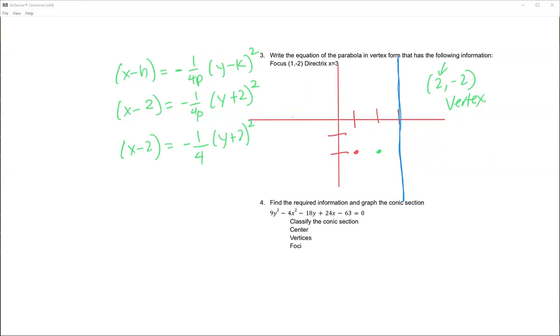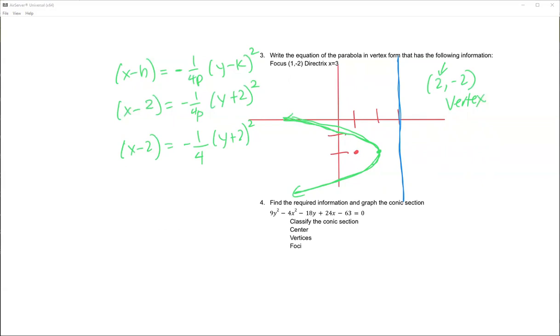And just graph the parabola like this. We already went through graphing parabolas. I don't think you need to know how to graph that. You just have to know which direction it goes relative to the directrix or focus. All right. Any questions? We good?